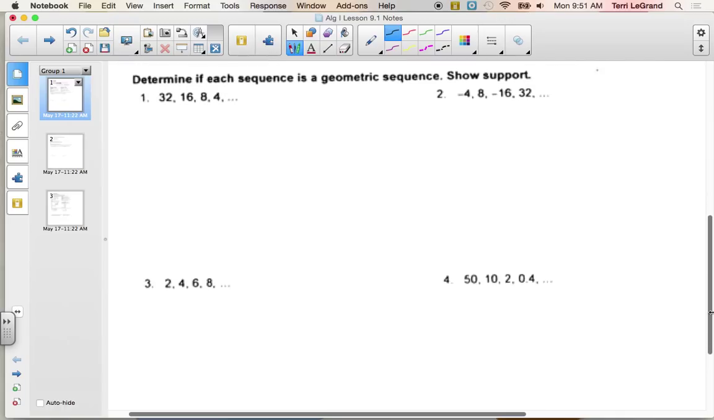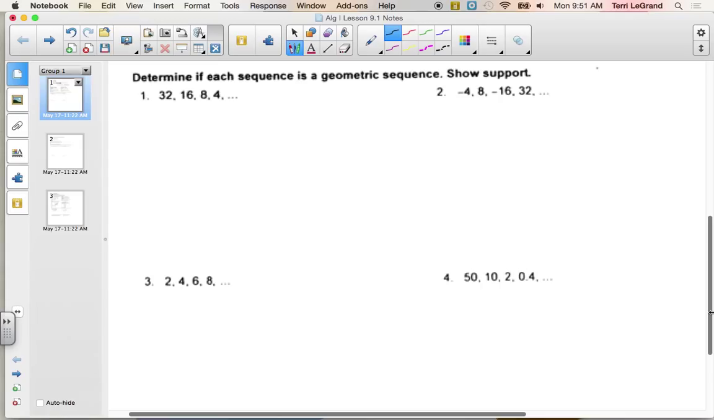So, let me show you how you're going to show work in your homework today. Determine if each sequence is a geometric sequence, show support. So what we do is we start with the last term and put it over the term in front of it. And let's just simplify them as fractions if we can't divide them out to be integers. So 4/8, what's that become? 1/2. Our next one would be 8 divided by 16. What's that one become? 1/2.